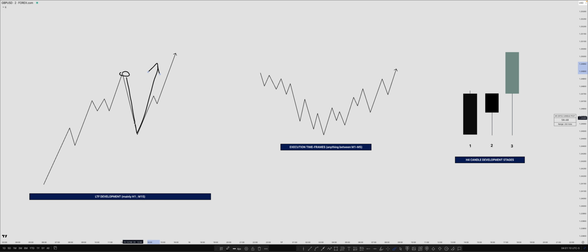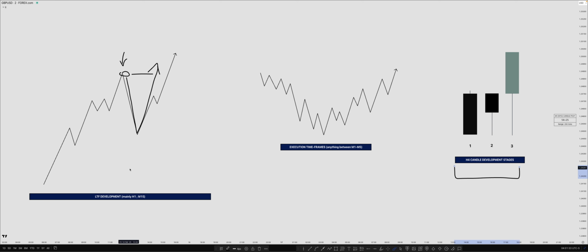So how this whole pullback and another impulse takes place, price attacking the external buy side liquidity right here. Where it pulls back, when it stops pulling back, what takes place on the execution timeframes, and what is taking place what comes to the 4-hour candle stage.